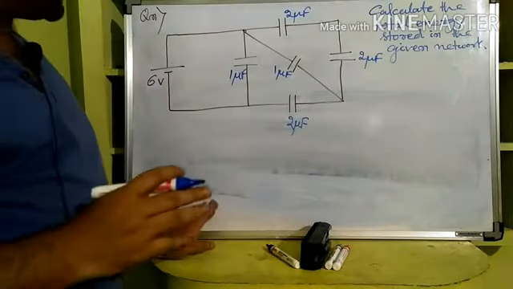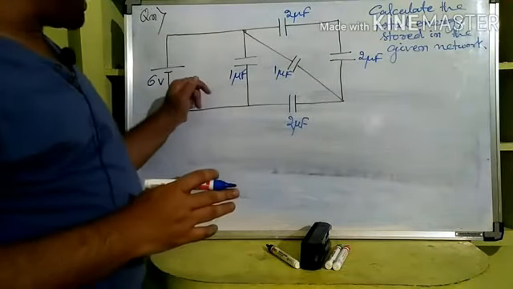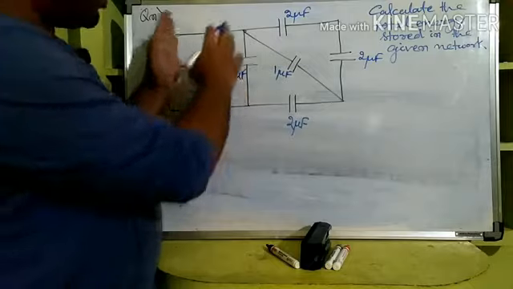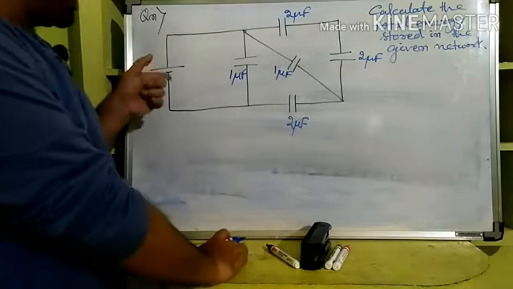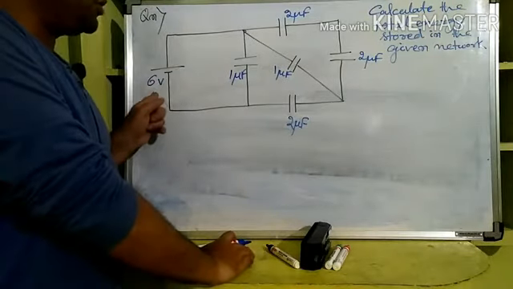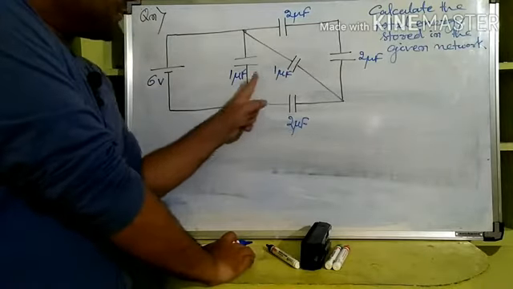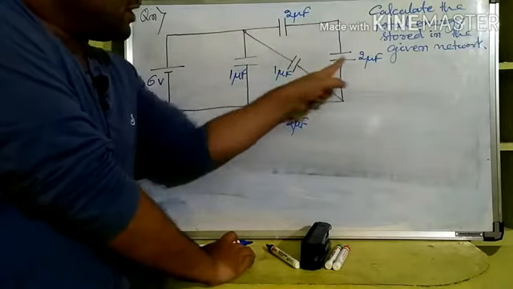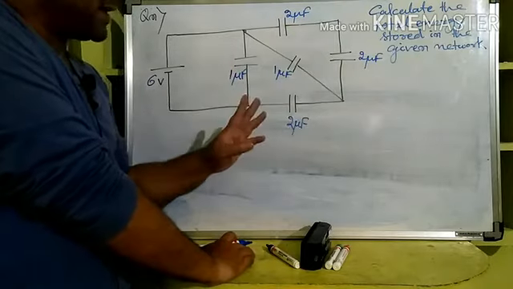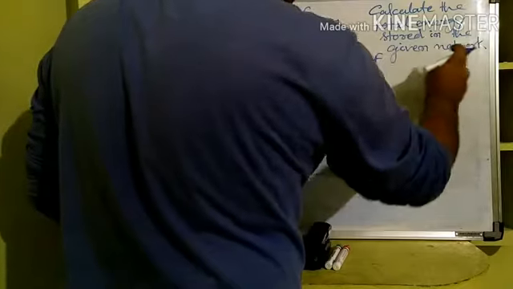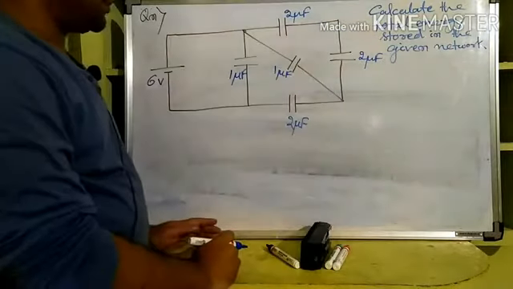Now let us take up this question where a network is given where there is one EMF of 6 volt and the capacitors are connected like this: 1 microfarad, 1 microfarad, and all the rest of the three are 2 microfarad each, and it is asked to calculate the total energy stored in the given network.